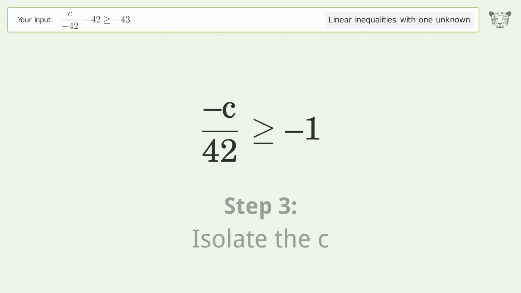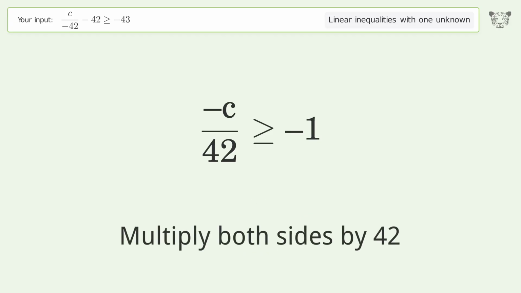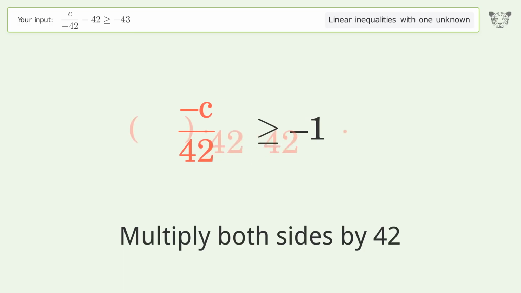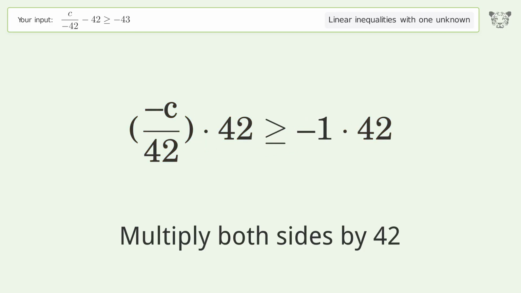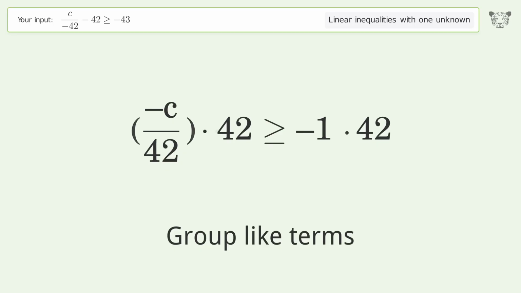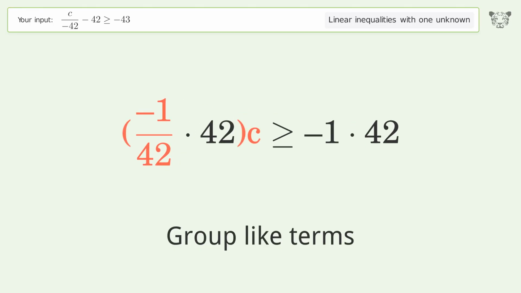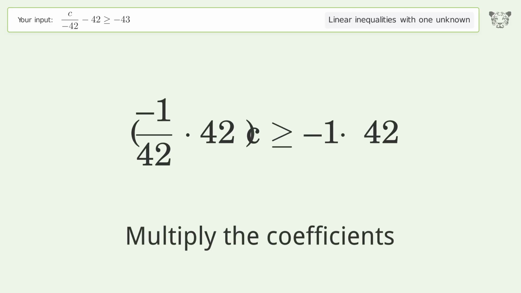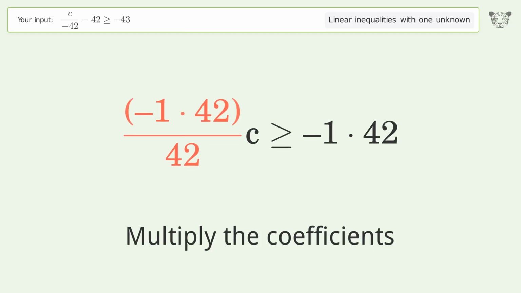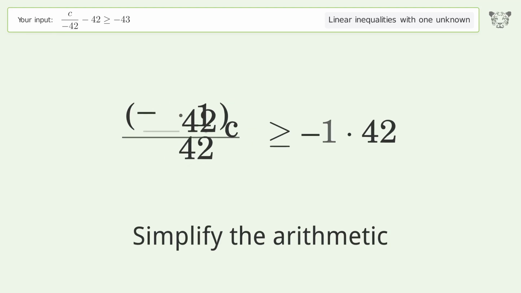Isolate the c. Multiply both sides by 42. Group like terms. Multiply the coefficients. Simplify the arithmetic.